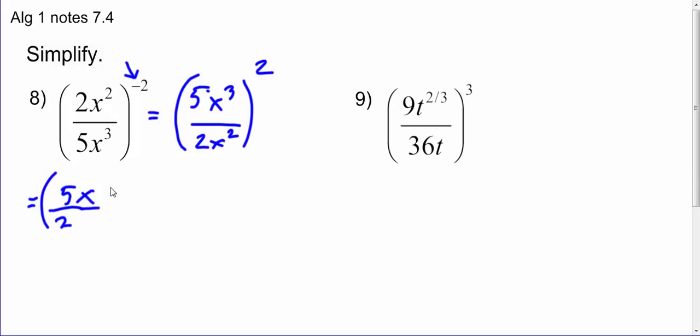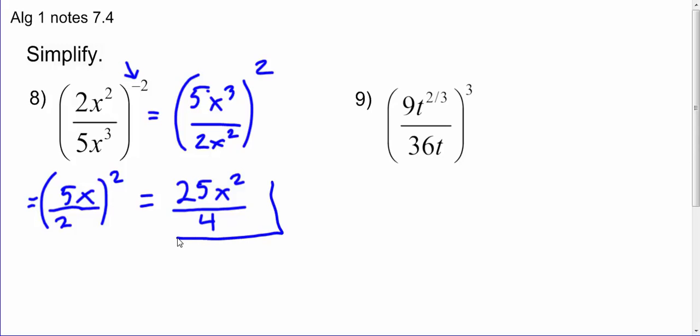Okay, and we still have that square that's applying to everything. So I'm going to square these terms individually. 5 squared is 25. x squared is, well, it's x squared. And 2 squared is 4. And our answer would look like that. Now again, had we gone the other way and applied the square before we simplified, it would have worked. It would have taken a little different pathway, but we'd get to the same place.